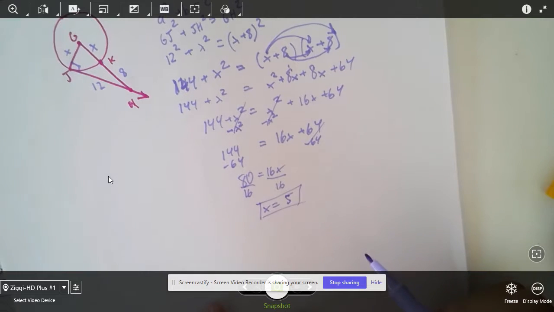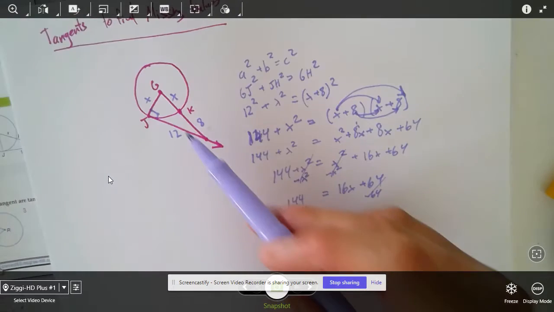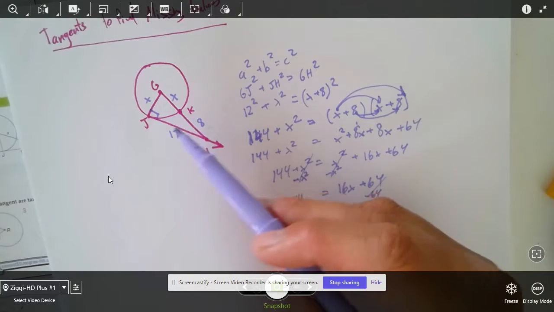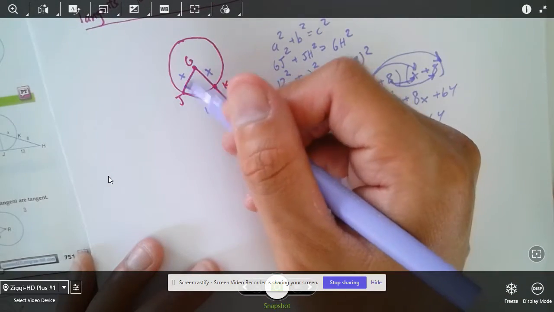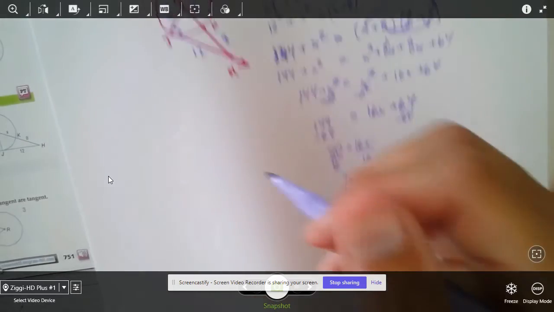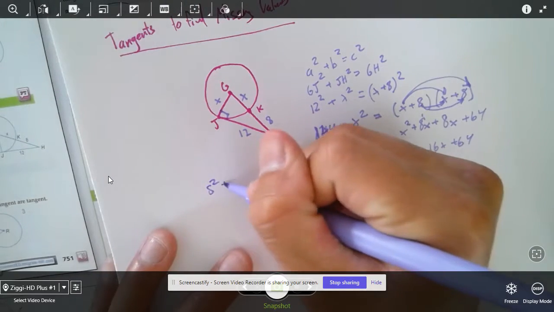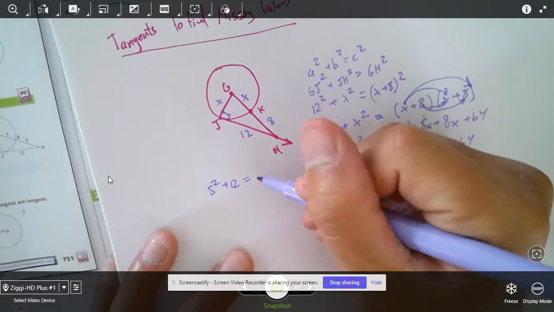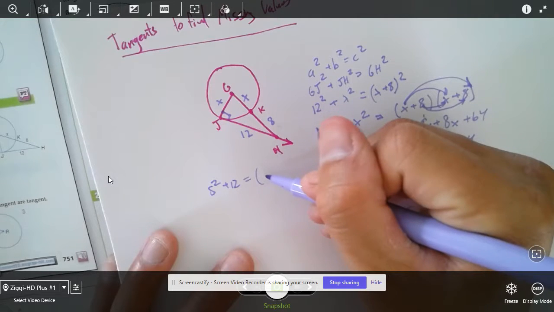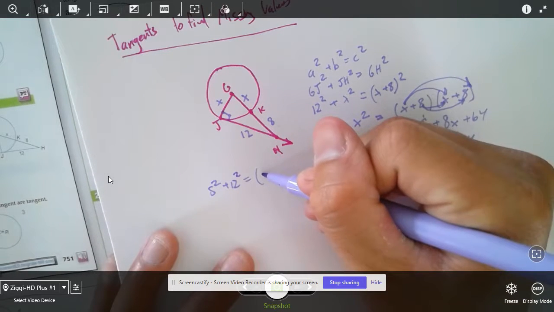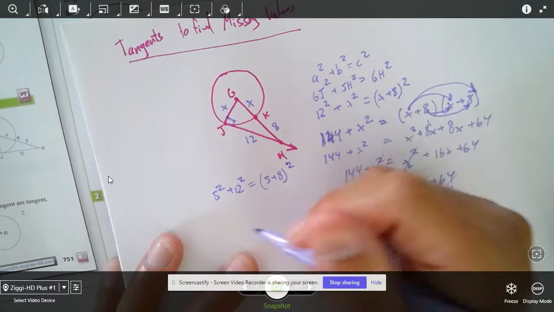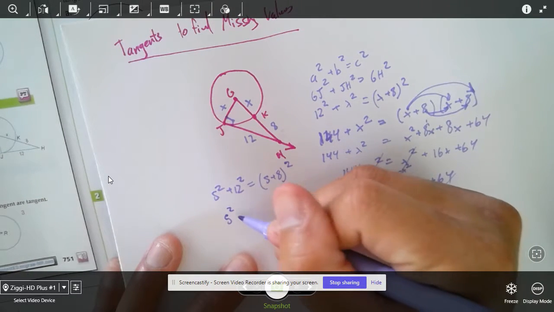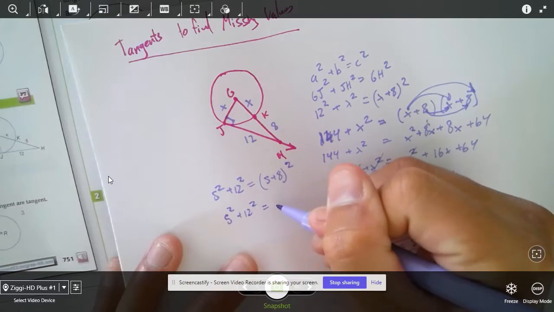But that's not necessarily the right answer. I just solved for x. Now let's see if this will make this triangle a right triangle. So if x is 5, is 5 squared plus 12 squared equal to x plus 8, which is 5 plus 8, squared? Would this be true? Well, if you did the math, it's 5 squared plus 12 squared equals 13 squared.